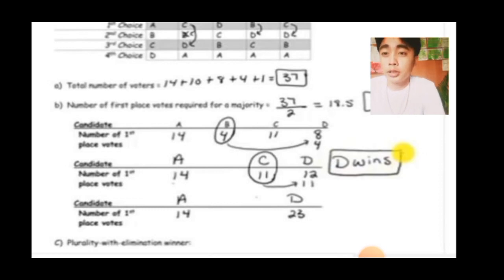A got 14 votes, B 4 votes, C 11 votes, and D has 8 votes. 4 is the lowest, so B is eliminated. Next round, A has 14 votes, C 11 votes, and D has 12 votes. In the final round, A had 14 votes and D got 23 votes because they had C and D votes.